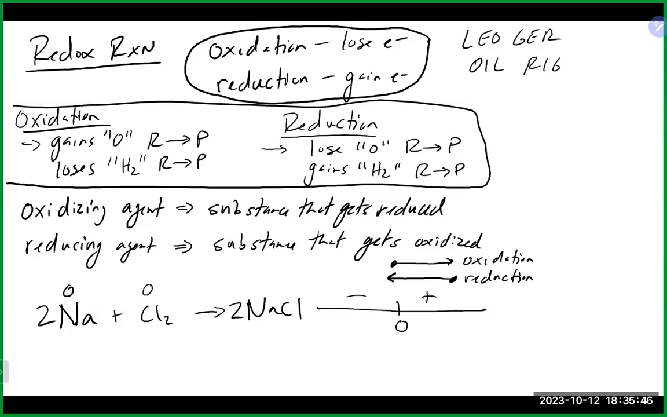That's an ionic compound. And our sodium here is going to be plus one, right? And our chlorine here is going to be minus one. So if we take our number line approach here, and we look at sodium, on the left-hand side, sodium is starting at zero. And it's ending on the right-hand side at plus one. It is moving in the positive direction, which means sodium here is going through oxidation in this case.